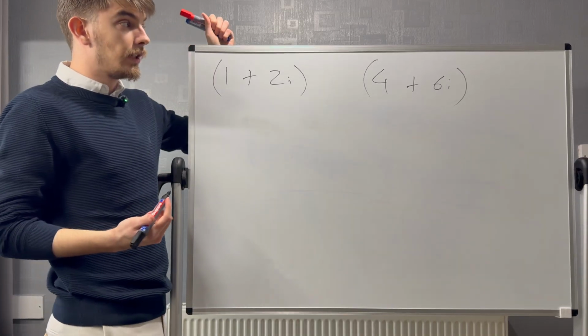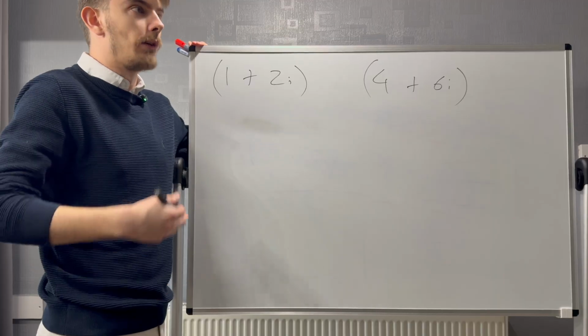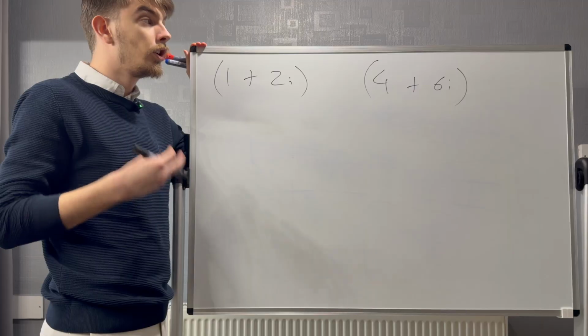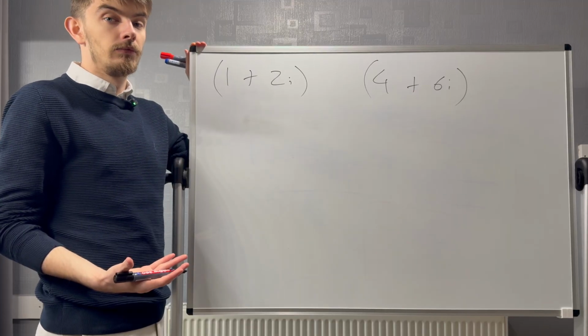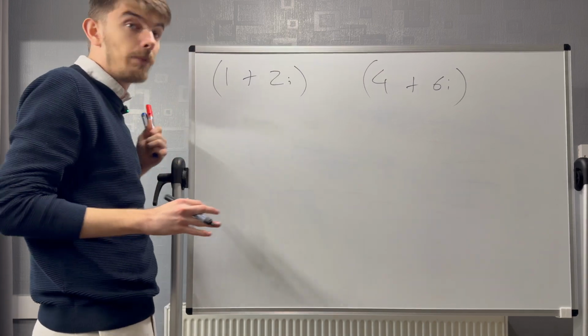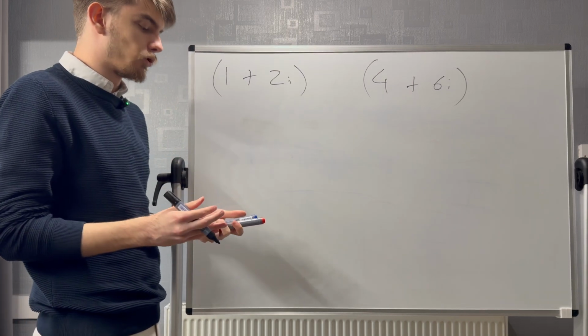And the question is, how do I add them together? How do I multiply them together? How do I divide them? How do I subtract them, etc., etc., etc.? Well, it's very simple. You pretend it's normal algebra. Because it is. Granted, it's in a complex space, but it is basically real algebra.